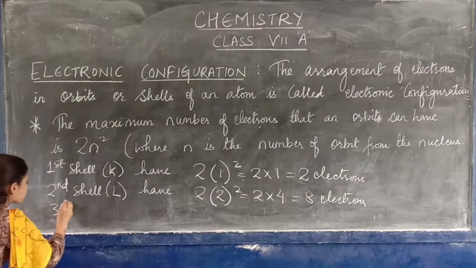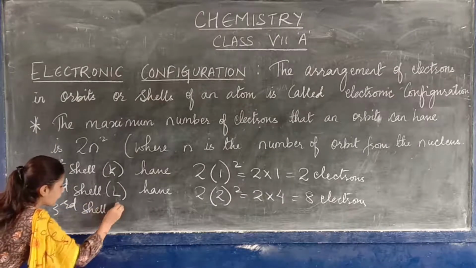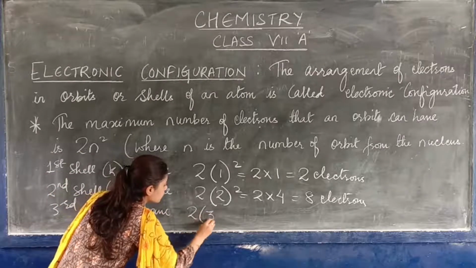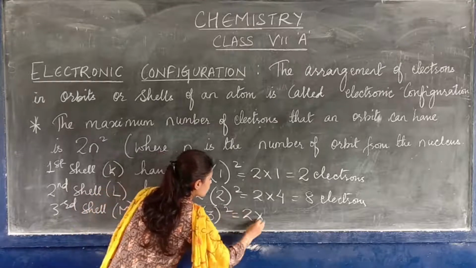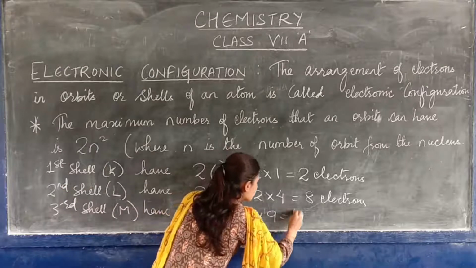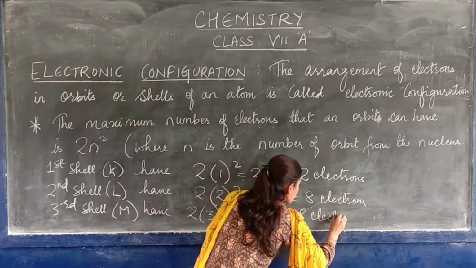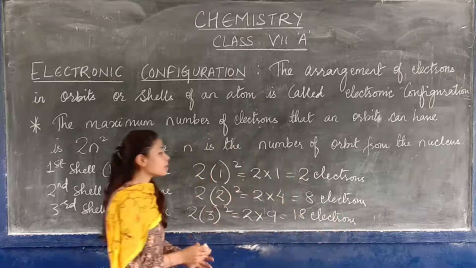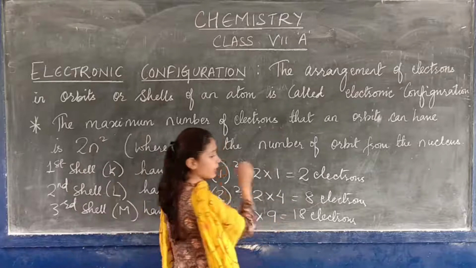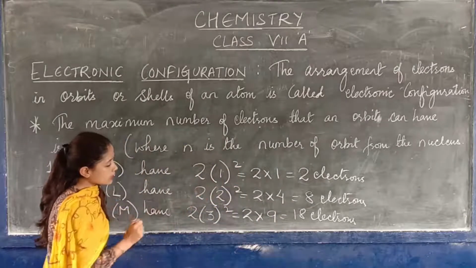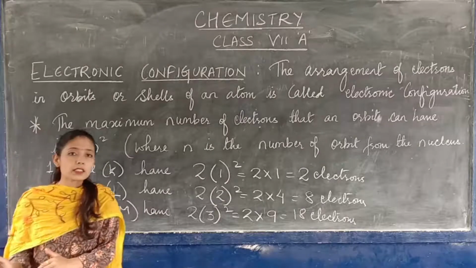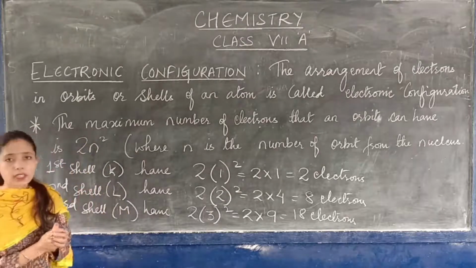So the third cell, M, will have 2 into 3 square. So 2 into 3 square means 3 into 3, which is 9, and 9 into 2 is 18 electrons. So the maximum number of electrons the third cell can hold is 18 electrons. So the first is 2, the second cell 8, and the third cell is 18. The arrangement of electrons in different cells is called electronic configuration.